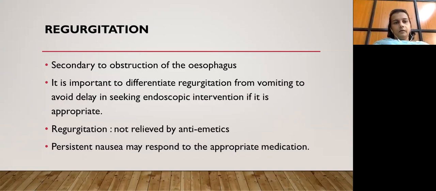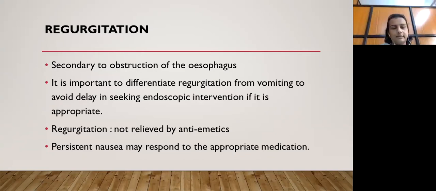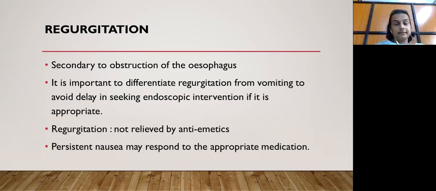One slide about regurgitation. Patients, especially those with an obstruction of the esophagus, can complain that they're having vomiting. But when we go into detail of that complaint, it's mostly regurgitation rather than vomiting. So it's usually secondary to obstruction of the esophagus. It's important to know the difference between the two because for regurgitation, we can do surgical procedures like endoscopic stenting, if it's appropriate, to control the symptom.